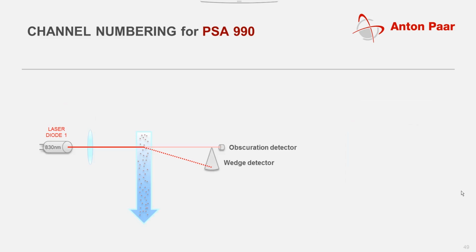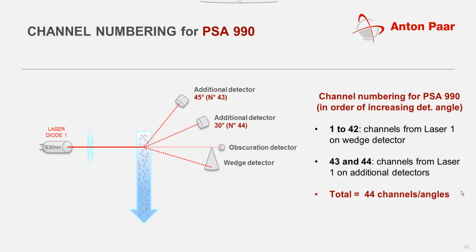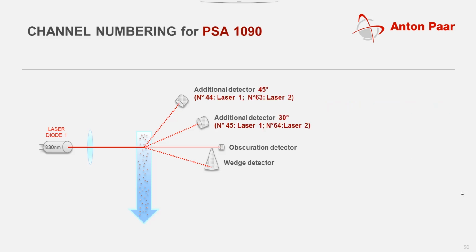Let's now have a look at the principal detectors inside each PSA series. In the PSA 990, there is the obscuration detector, the wedge detector, and two additional detectors placed at 45 and 30 degrees. If we number the channels in order of increasing detection angles, we have that from 1 to 42 are the channels which detect signals from laser 1. 43 and 44 are the numbers which refer to the additional detectors, which are not on the wedge detector. In total, we have 44 channels or angles.